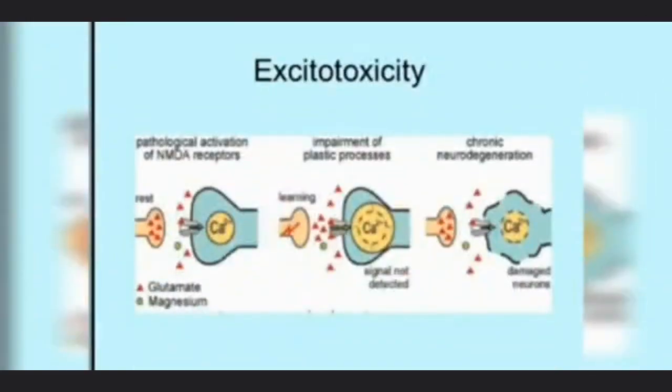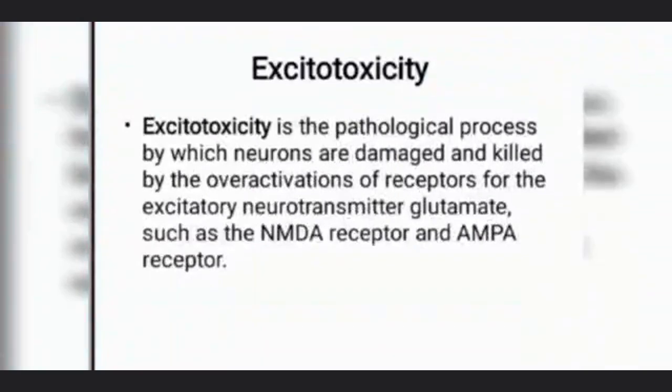Coming to excitotoxicity, look at the picture carefully. Excitotoxicity is a pathological process by which neurons are damaged or killed by overactivity of the receptors for excitatory neurotransmitters, glutamate, such as NMDA receptors and AMPA receptors.